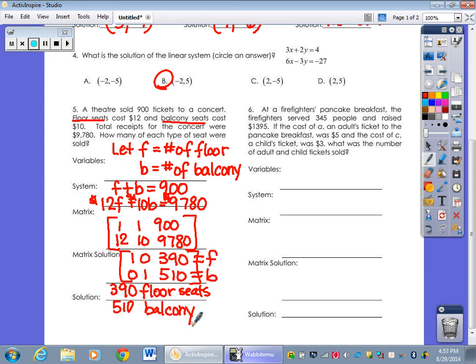Number 6, at a firefighter's pancake breakfast, the firefighters served 345 people and raised $13.95. The cost of an adult A ticket to the pancake breakfast was $5, and the cost of C child's ticket was $3. What was the number of adult and child tickets sold? So if we're trying to find the number of adult and child, we're going to let A be equal to the number of adult, and we're going to let C be equal to the number of children.